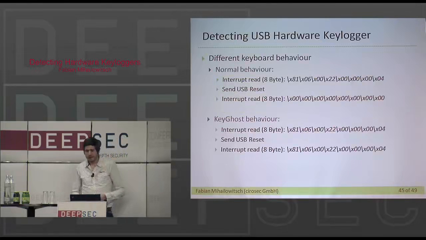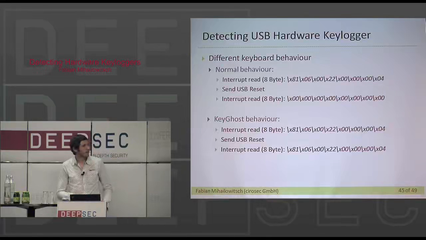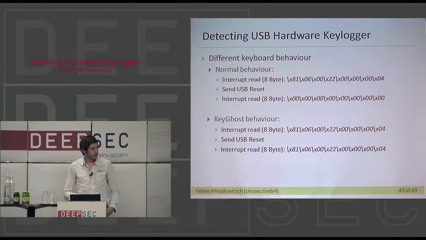Another cool thing I came across is different keyboard behavior. For the KeyGhost, if I do the following: I do an interrupt read on USB for 8 bytes, and I get that data. Then I send a USB reset to that device. And of course, if I do an interrupt read again, all the data is 0. The device has been reset. If the KeyGhost hardware keylogger is present, I do an interrupt read, and I get the data, the data like we got here. Then I do a USB reset. I do an interrupt read again. I get the same data, which is quite strange because it should be zeroed right now.